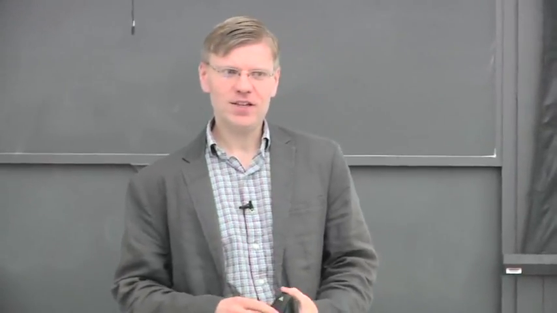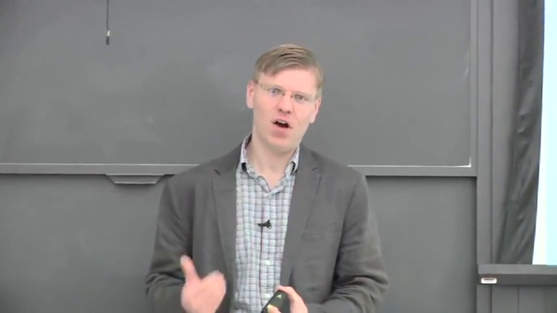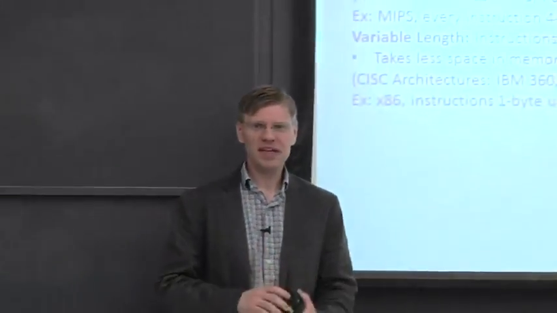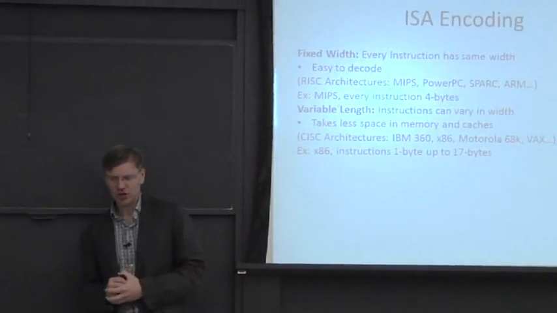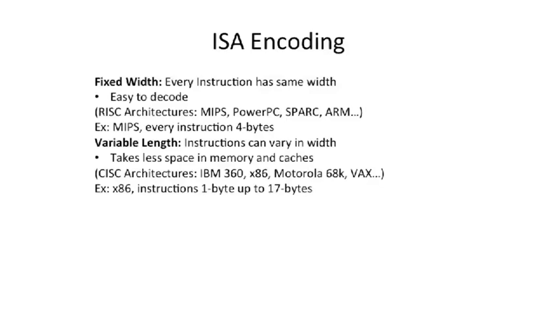And then finally, one of the important things you need to do is come up with the encoding of the different instructions. And there's been a lot of debate on this of should you have fixed width versus variable width instructions. So let's look at a couple different ISAs and see what camp they fall into. So most RISC architectures are fixed width. So you have MIPS, PowerPC, SPARC, ARM falling into this category.